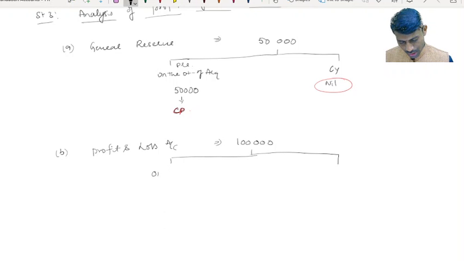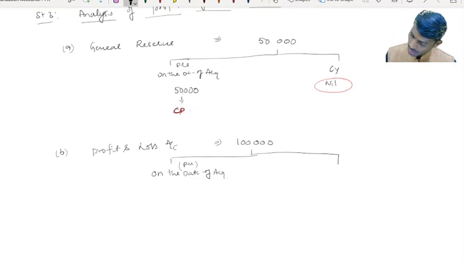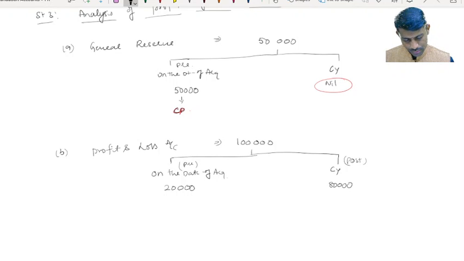Out of that, what is on the date of acquisition? On the date of acquisition, that is nothing but pre-acquisition. Given in your problem, it is 20,000. So that means what is current year post-acquisition? That is what we call post-acquisition profit, 80,000.